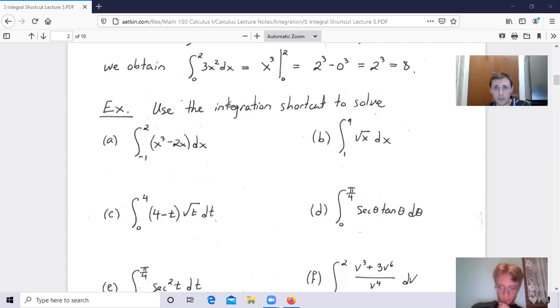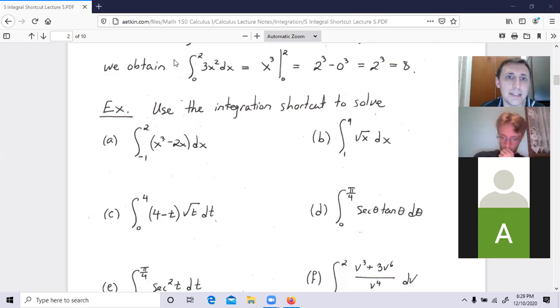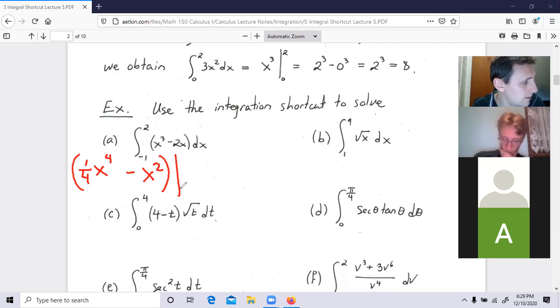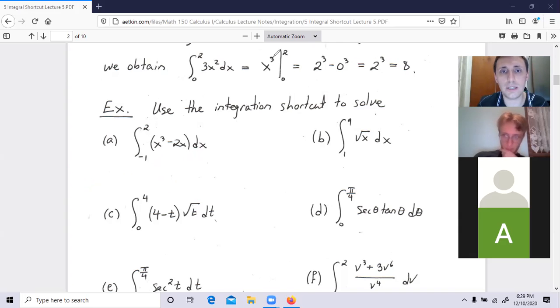All right, your minute is over. What's an antiderivative for x cubed minus 2x? Can you guess one? It would be x to the power of 4, times 1 quarter, minus x squared. And I evaluate this function from minus 1 to 2, which means I plug in 2 and subtract the value at minus 1. Let's see what that is going to look like.